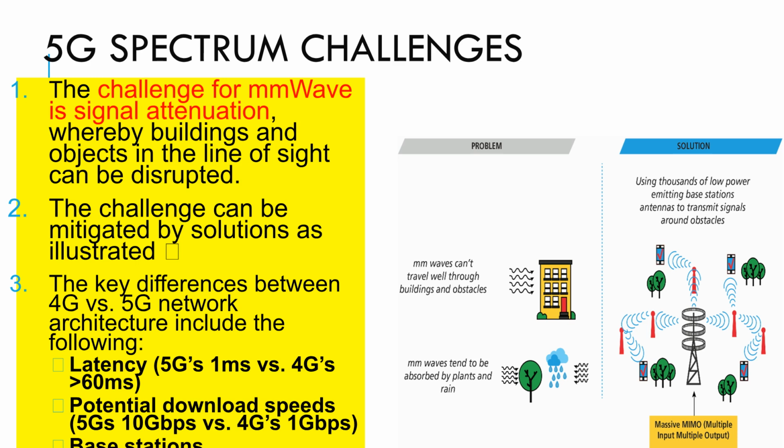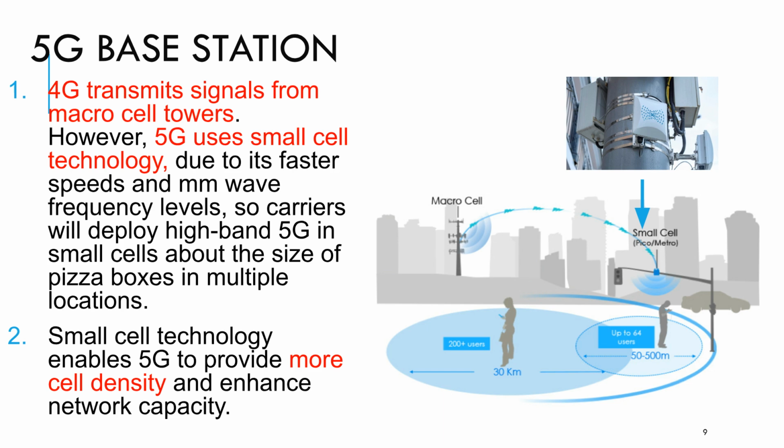The key differences between 4G versus 5G network architecture include the following. Latency. 5G's 1 millisecond versus 4G's greater than 60 milliseconds. Potential download speeds. 5G's 10 gigabits per second versus 4G's 1 gigabit per second. Base stations. Cell density. OFDM encoding.